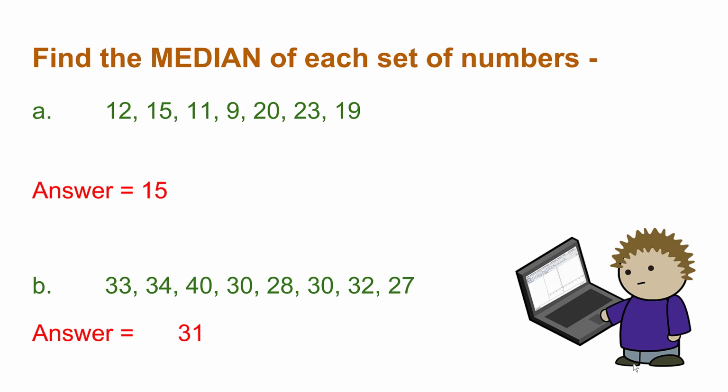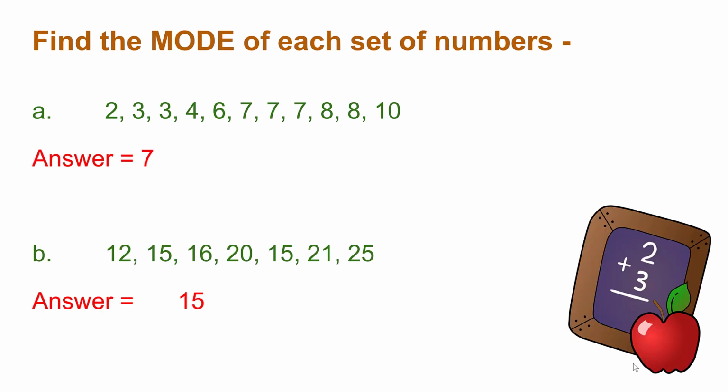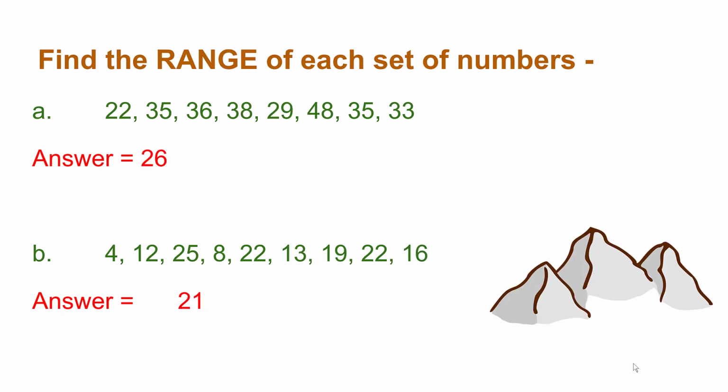So you still have to put them in order and then add the two middle ones. So you would do 28, 30, 30, 33, and 34. So the median would be 31, because the two middle numbers are 30 and 32. Add them together, divide by 2, you get 31. Mode is 7, the most common number, very straightforward. Mode is 15 for B, the most common.